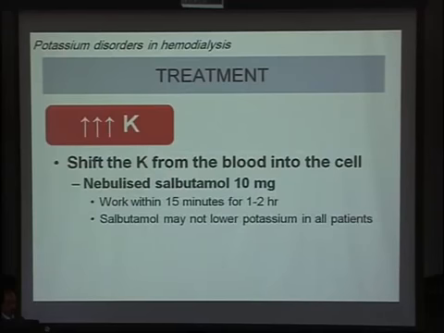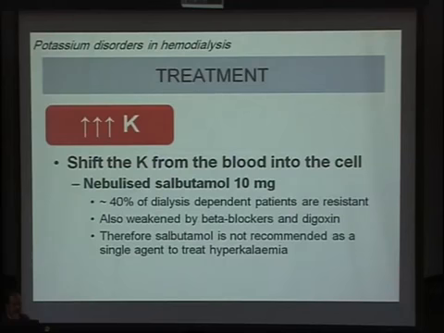Most of the traditional ways to treat hyperkalemia in hemodialysis patients, other than hemodialysis, are unfortunately ineffective. So, salbutamol beta-stimulant inhalation, which is efficient in the normal population, might not work in all patients, and especially in dialysis patients, of whom 40% might be resistant to inhaled beta-stimulants. Therefore, salbutamol is not recommended as a single agent to treat hyperkalemia in hemodialysis patients. Again, the most efficient treatment is to dialyze the patient.